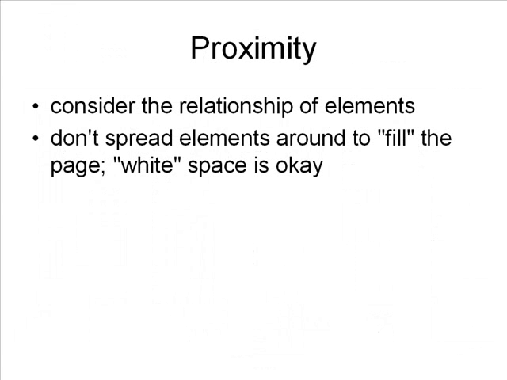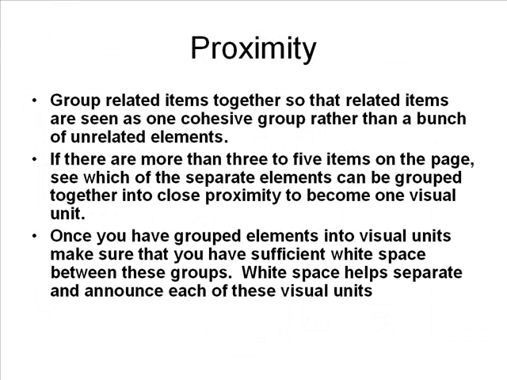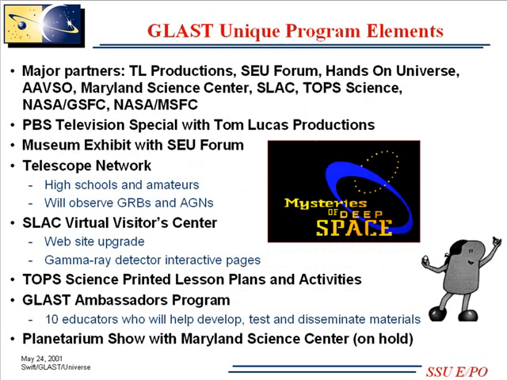Proximity. Consider the relationship of elements. Don't spread elements around to fill the page. White space is okay. Group related items together so that related items are seen as one cohesive group rather than a bunch of unrelated elements. If there are more than 3 to 5 items on the page, see which of the separate elements can be grouped together. Once you have grouped elements into visual units, make sure you have sufficient white space between those groups. Another example of what not to do.